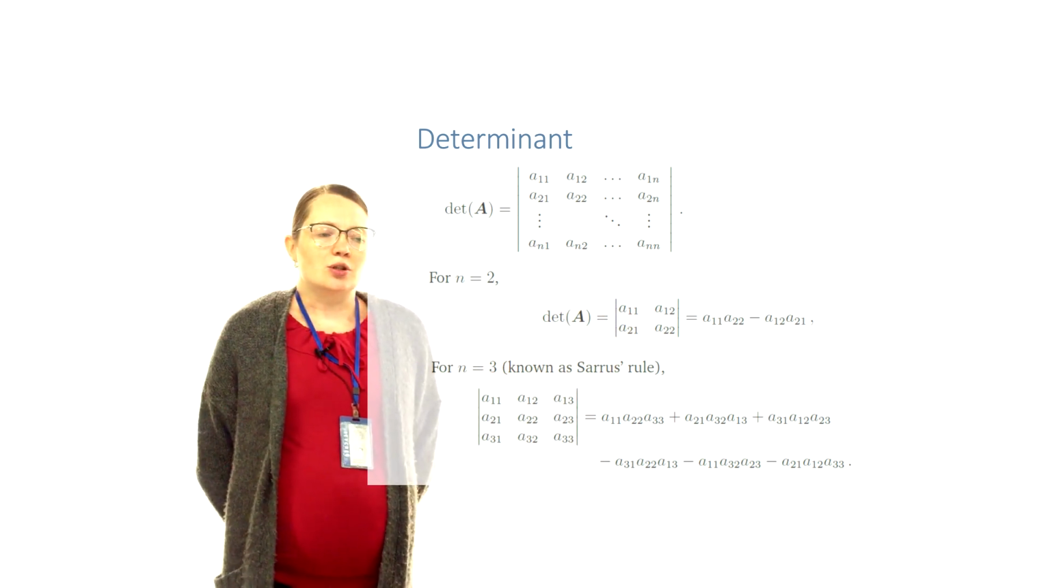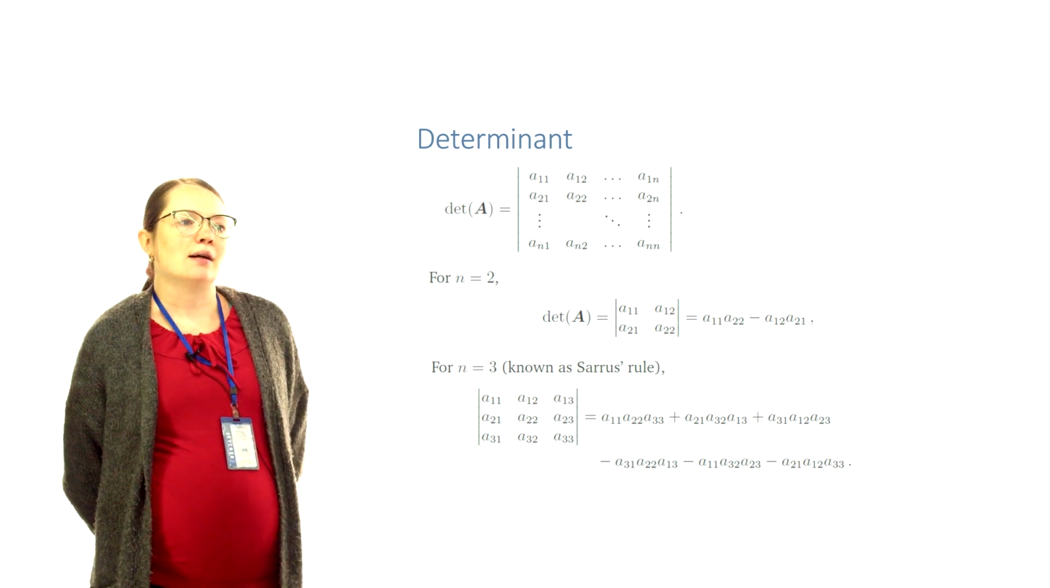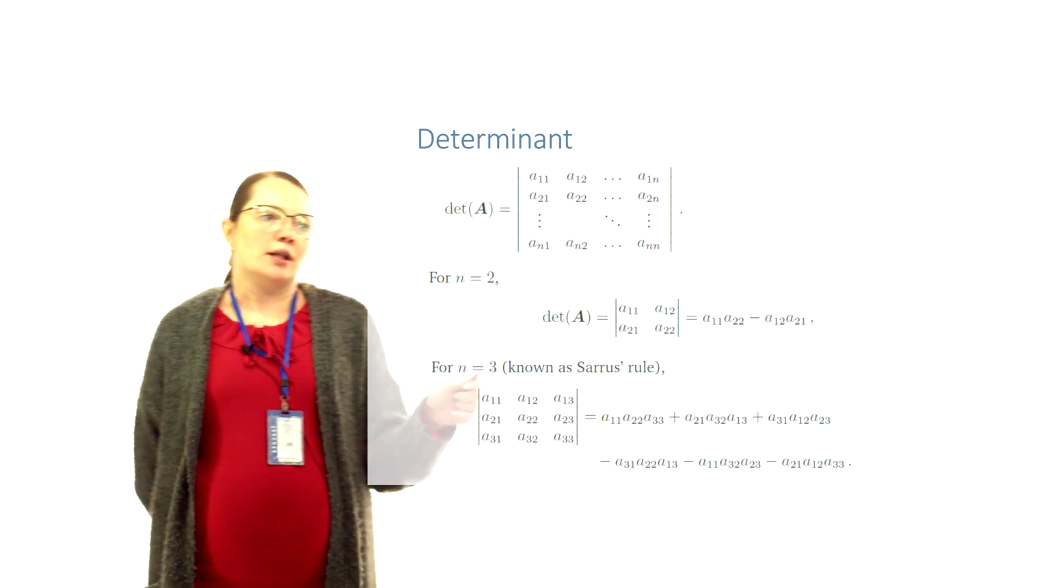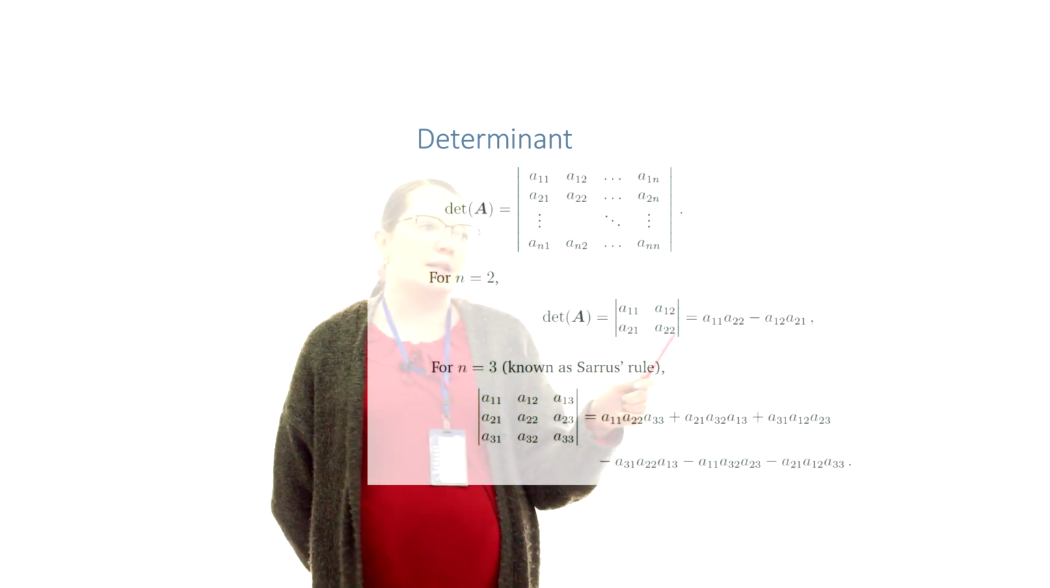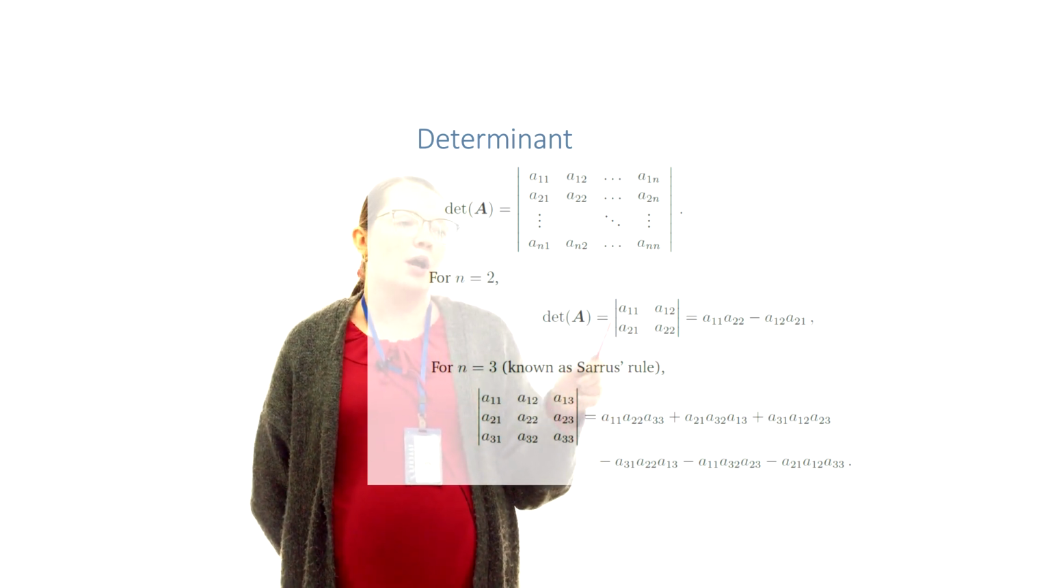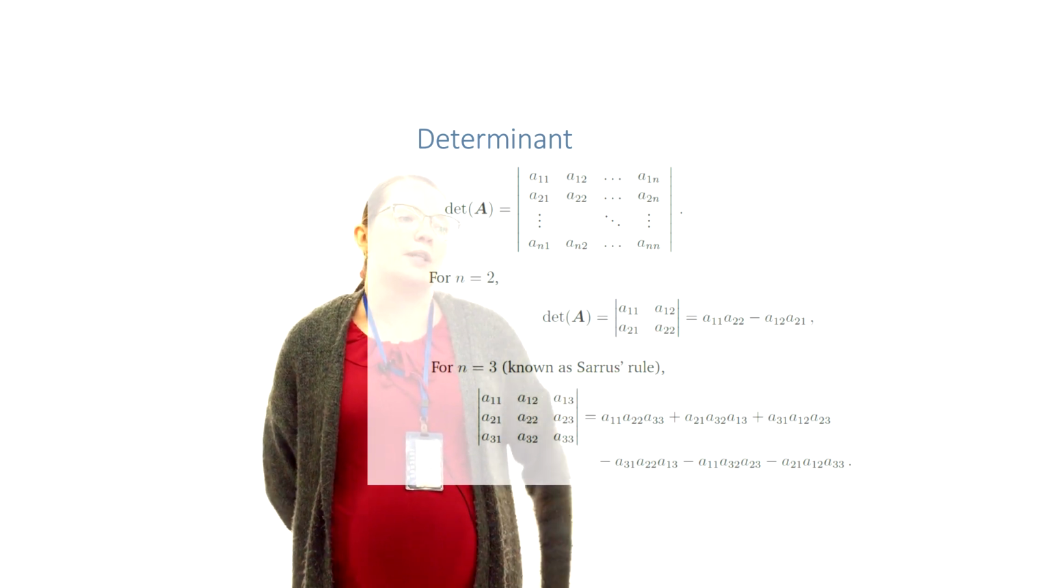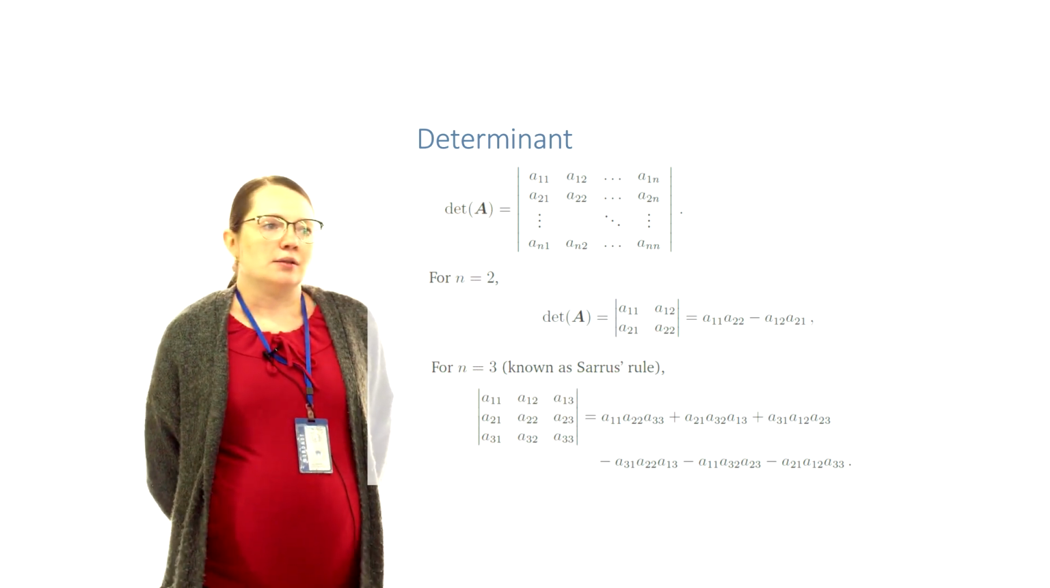For n equal to 2, the determinant has the formula, so you can see it here. The determinant of this 2 by 2 matrix is the product of the main diagonal elements minus the product of the sub-diagonal elements.